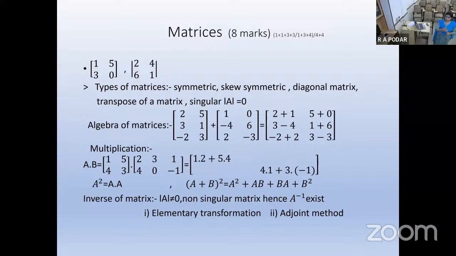In matrices, types of matrices are very important, because a 3-mark and a 1-mark question must come from them in your question paper. I have covered only the important parts: symmetric, skew symmetric, diagonal matrix, null matrix, transpose of a matrix. These are important points, and you apply them similarly when you find a determinant. In algebra of matrices, all of these are used. And in algebra of matrices, how will you apply addition or subtraction? I have just given an example here.